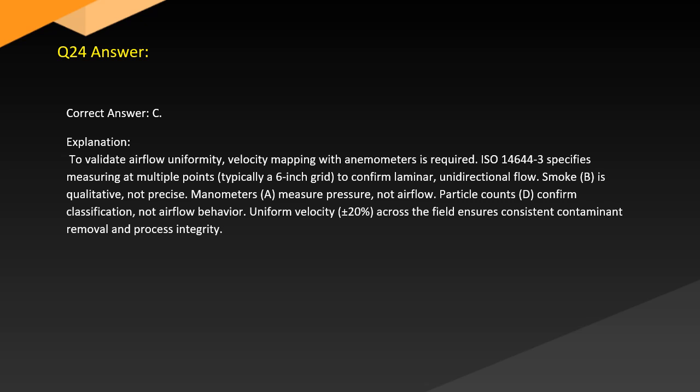Smoke, B, is qualitative, not precise. Anemometers, A, measure pressure, not airflow. Particle counts, D, confirm classification, not airflow behavior. Uniform velocity, plus or minus 20% across the field, ensures consistent contaminant removal and process integrity.